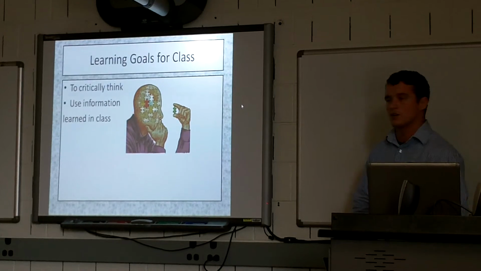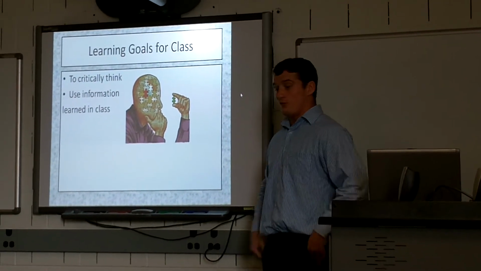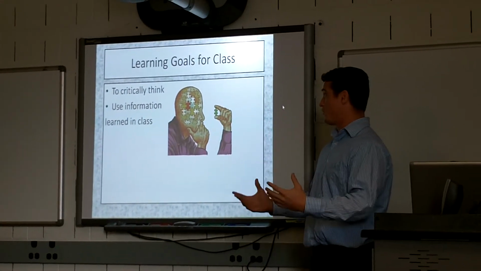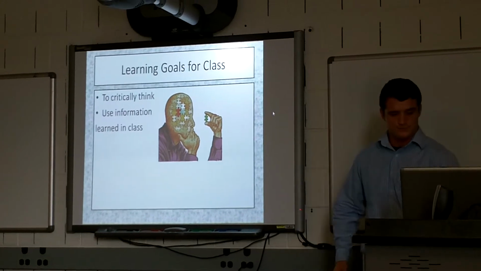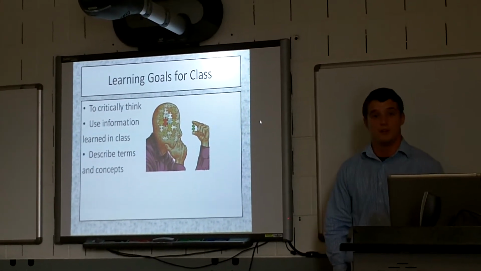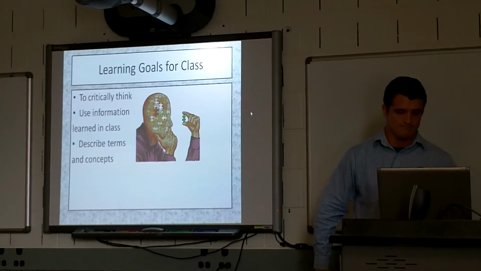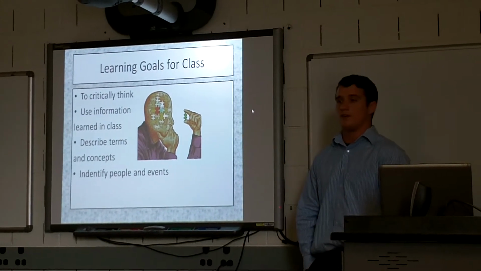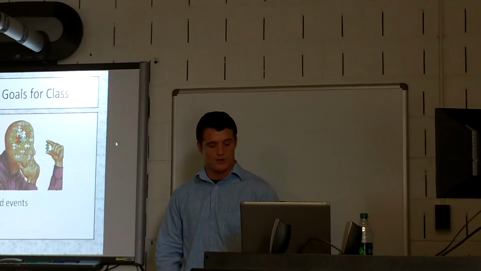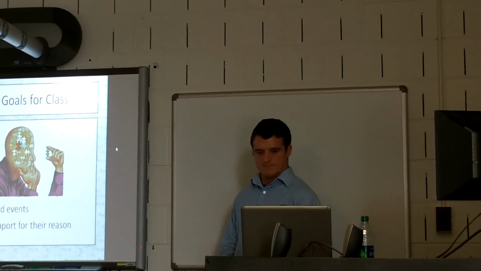Also, use information learned in class and put that in their paper. So they are paying attention in my class, they understand what they're learning in class, and they're using it in their paper. Also, describing terms and concepts, explain what communism is, explaining what containment is. Identifying people and events, such as knowing who Harry S. Truman was. If you don't know who he was, you cannot complete one of my assignments. And lastly, use evidence as support for their reasoning.